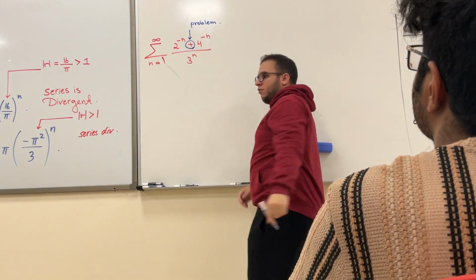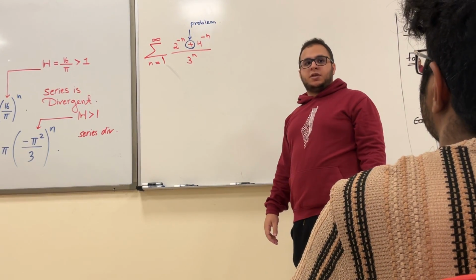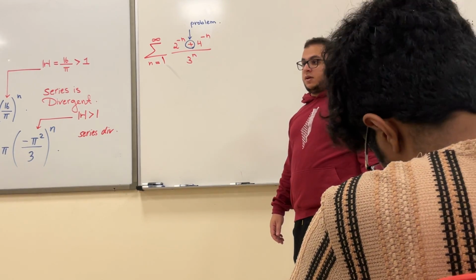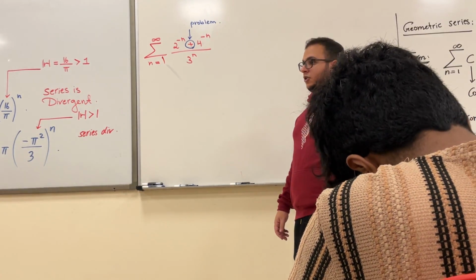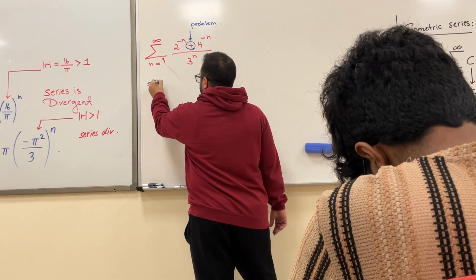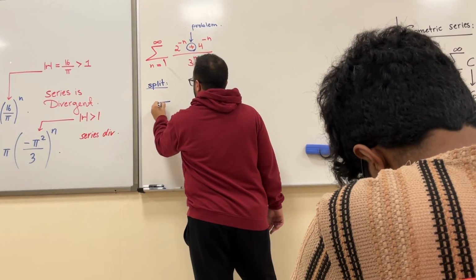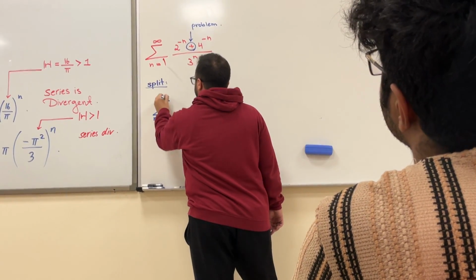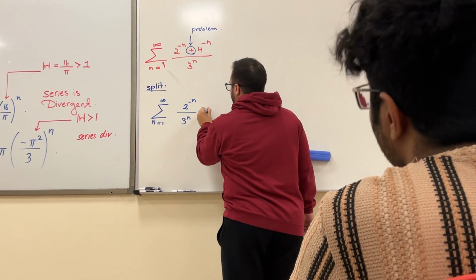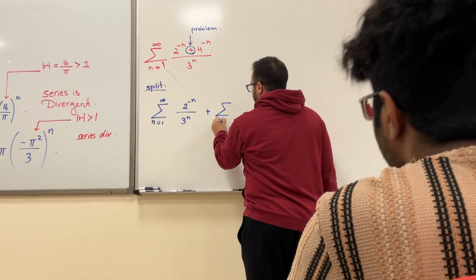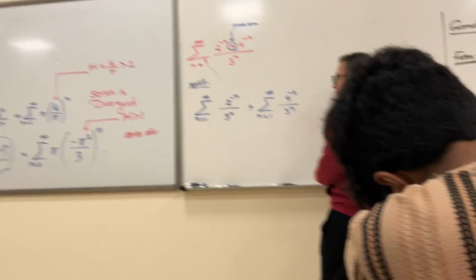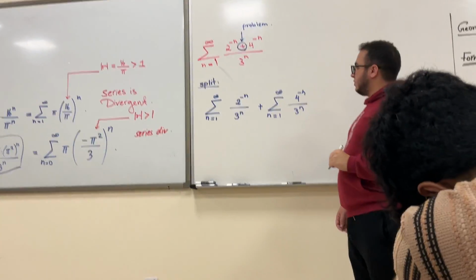Can we get rid of the addition? Can you split it? How to get rid of addition? Can we split? Yeah? If I want to overcome addition, I split. So let's split. Look how that is going to help you. 2 negative n over 3n plus another series, you can say 4 negative n over 3n. Now I can use exponent rules nicely.